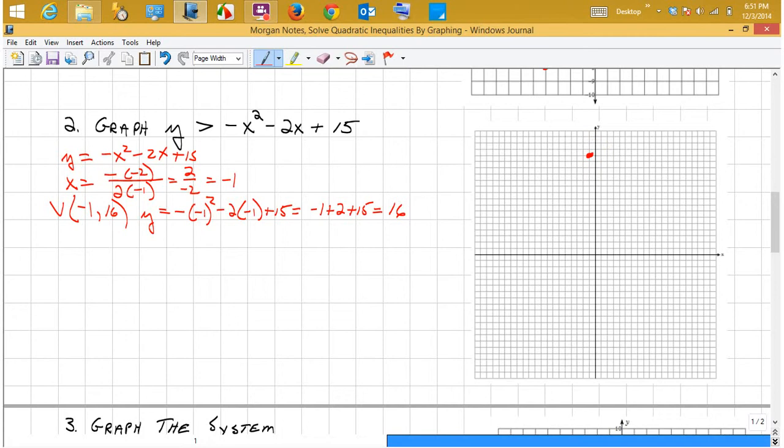Okay, and let's find another point. I'm going to put 1 into the equation, so my second point, pick 1. If I put 1 into the equation, I would get y is equal to negative 1 squared minus 2 times 1 plus 15. That would be negative 1 minus 2 plus 15, which is equal to 12. So I have the point 1, 12.